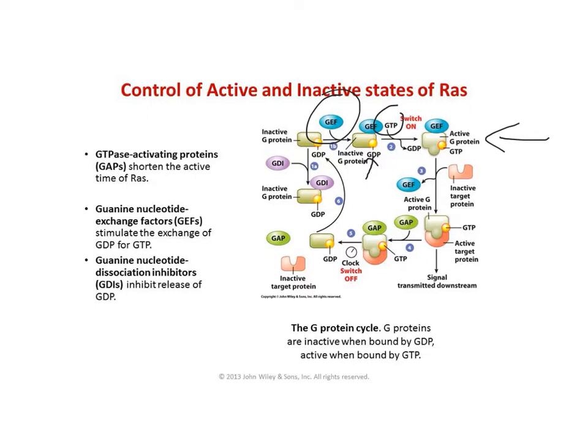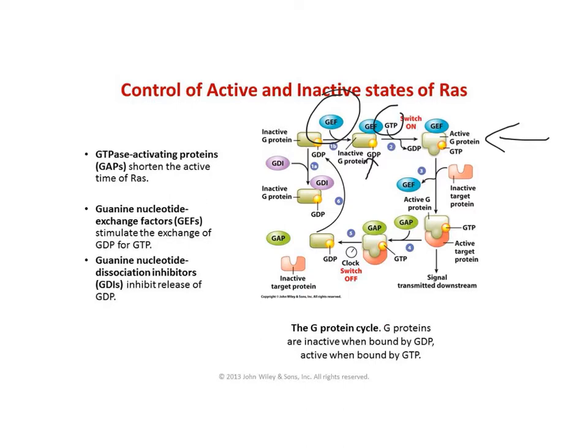This is similar to what we saw with SAR1 when we talked about COPII vesicle protein coat assembly, where there was a guanine nucleotide exchange factor that helped allow SAR1 to exchange GDP for GTP. Guanine nucleotide exchange factors are also involved in helping increase the rate at which RAS becomes active. SOS is a guanine nucleotide exchange factor that is ultimately going to help activate RAS. So SOS is an example of a guanine nucleotide exchange factor.